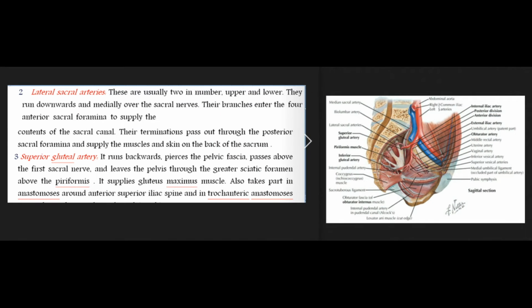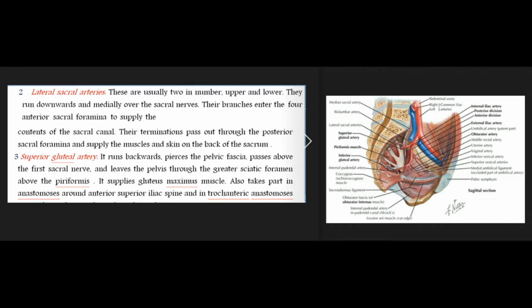2. Lateral sacral arteries. These are usually 2 in number, upper and lower. They run downwards and medially over the sacral nerves. Their branches enter the 4 anterior sacral foramina to supply the contents of the sacral canal. Their terminations pass out through the posterior sacral foramina and supply the muscles and skin on the back of the sacrum. 3. Superior gluteal artery.